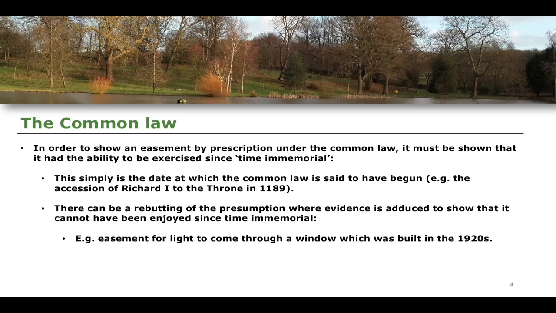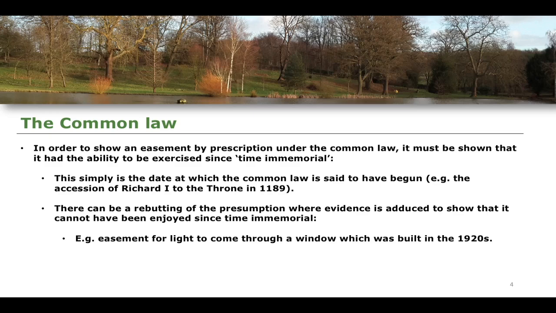So, for example, an easement for light which came through a window that was built in the 1920s cannot be said to have been able to be exercised from time immemorial. If instead you had a farmstead, for example, that had a field on one side, and maybe you had a right of access into that field, if you can show that this had existed from time immemorial, had the capability to exist from time immemorial, which of course you would probably be able to if those farms had existed for that long, then you can maybe come to the assumption that this actually could be an easement which is prescribed in the common law.